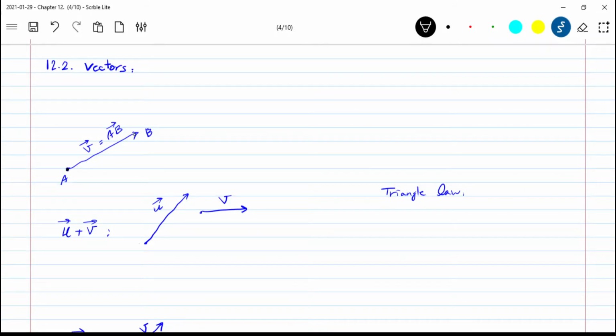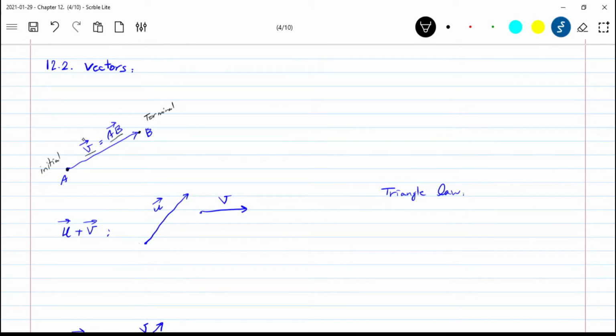So let's say you have 2 points in space, where A is our initial point, and B is the terminal point. Then the line segment that connects the 2 points with the direction from A to B is what we look at as vector AB. So vector V is written as AB.